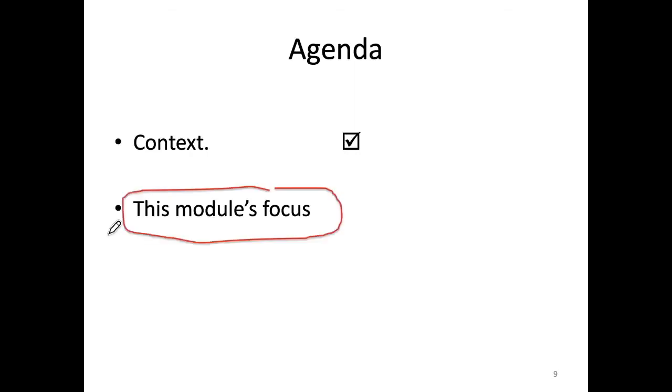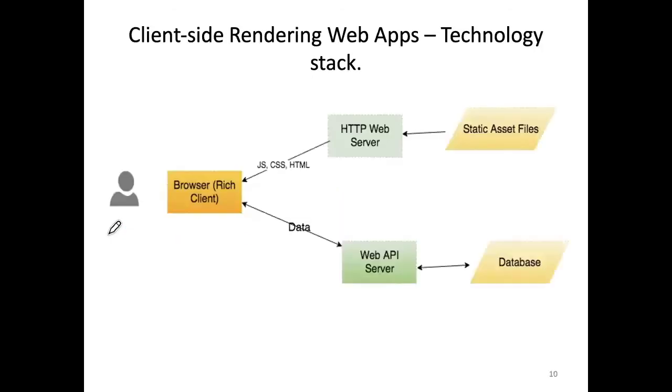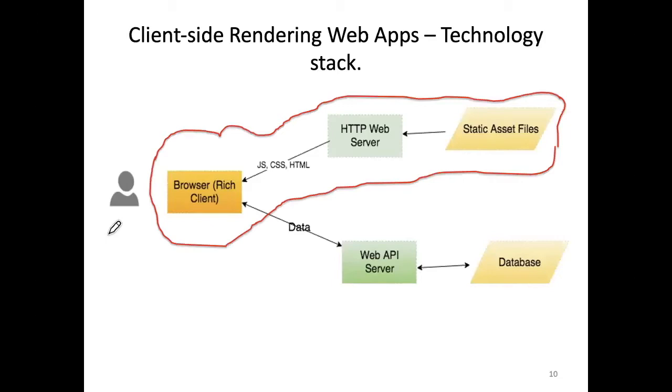Now, where is this module coming into this whole area? Well, if I go back to this diagram, there are essentially going to be two parts. When you're developing a client-side rendering web app, you have to develop the client side and you have to develop the web API side. So for developing the client part of it, the browser part of it, we will be using a single page app framework called React, which you may have heard of.